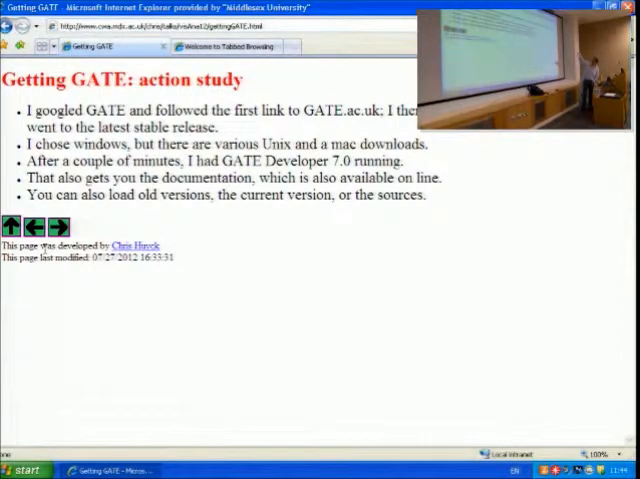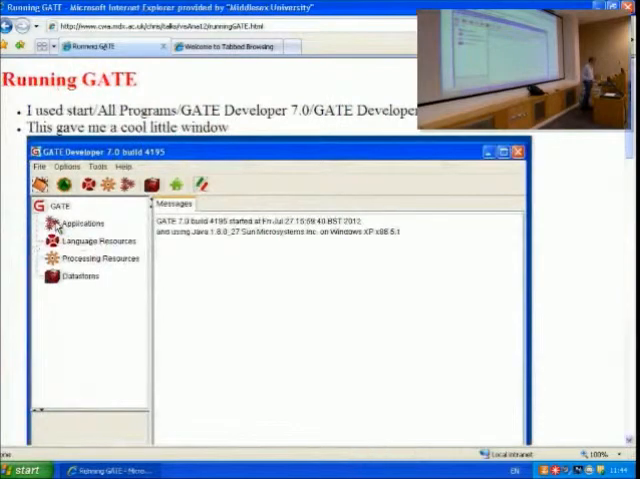That also gets you the documentation, which is also available online, and you can also load old versions, the current version, or the sources. I didn't try those. If you want to get the sources, I'm pretty sure they work. I expect help works pretty well. You can probably mail Hamish or follow the stuff.